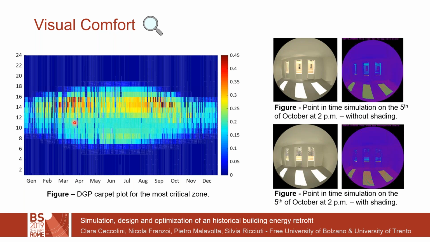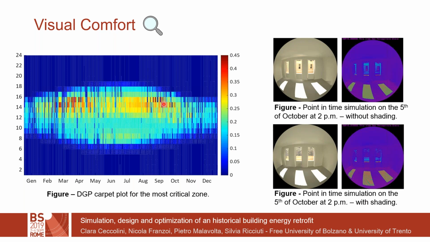We run the annual daylight glare probability simulation by fixing a proper viewpoint. The red spots there in the figure of the carpet plot highlight the most affected hours by glare. Generally, they are located in the early afternoon during March and October. The annual simulation shows that glare does not represent a big issue for our building.